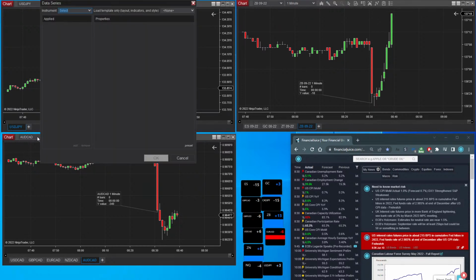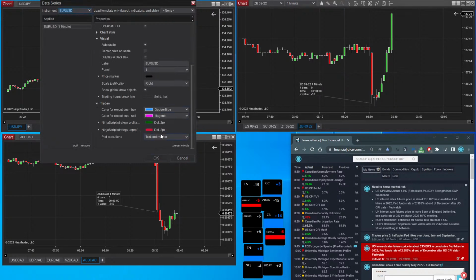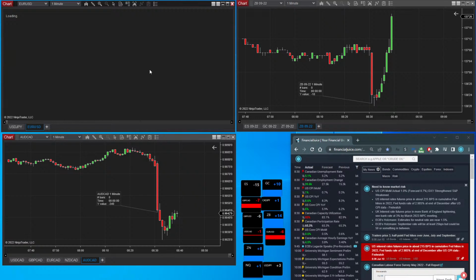Of course, let's have a look at Euro USD. That's one thing we don't want to miss out. It's also the most liquid, the most traded currency pair.